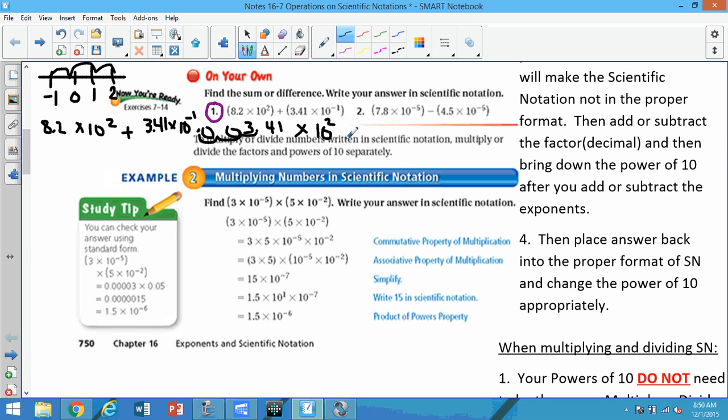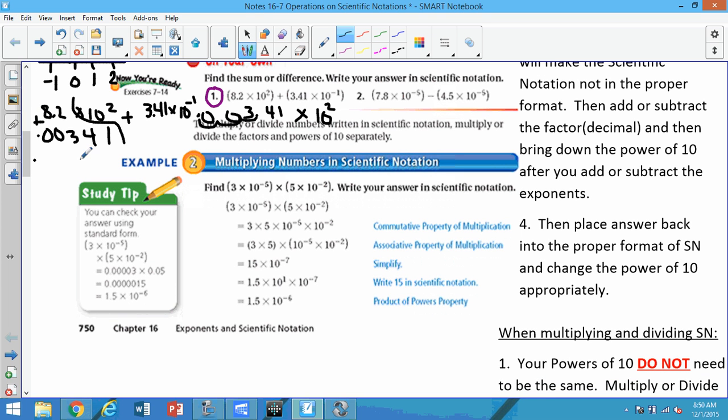Okay? So now you can take that 0.00341 and add that to the 8.2. And when you add those two together, you end up with an answer of 8.2034 times, and then you just bring down your 10 to the second power. Now, I don't need to change anything because this is in proper format. You have a number with a decimal after. So there's no changing that needs to happen.